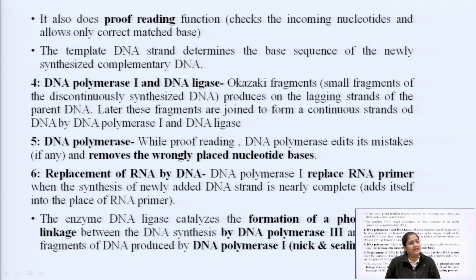DNA polymerase helps in proofreading. DNA polymerase edits its mistakes and removes the wrongly placed nucleotide bases. Then at last there will be replacement of the RNA primer with the DNA molecule, because we have initiated the synthesis with the RNA primer. That RNA primer needs to be edited out at the last. And the enzyme DNA ligase forms a phosphodiester linkage between the DNA synthesized by DNA polymerase 3 and the small fragment of DNA produced by DNA polymerase 1. This process is called the nick and seal method.